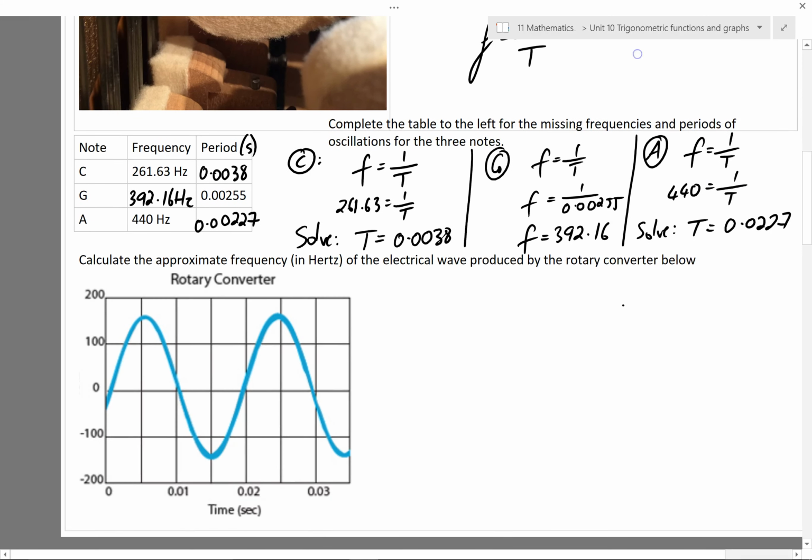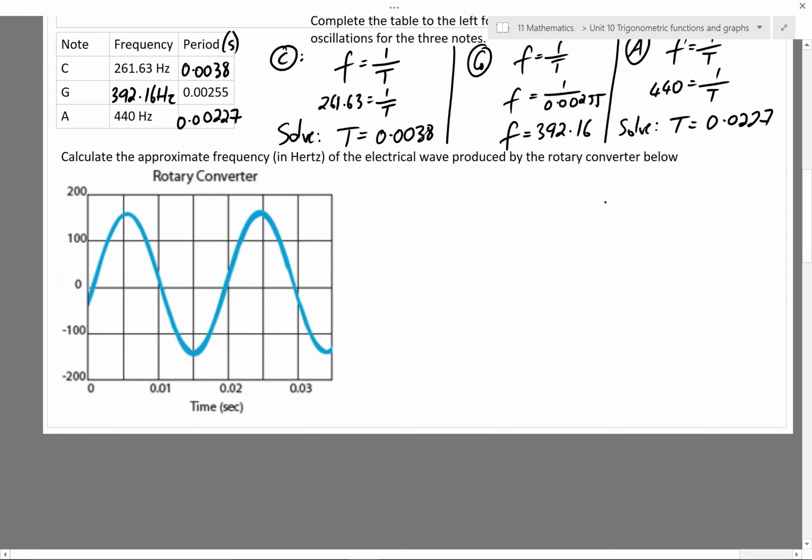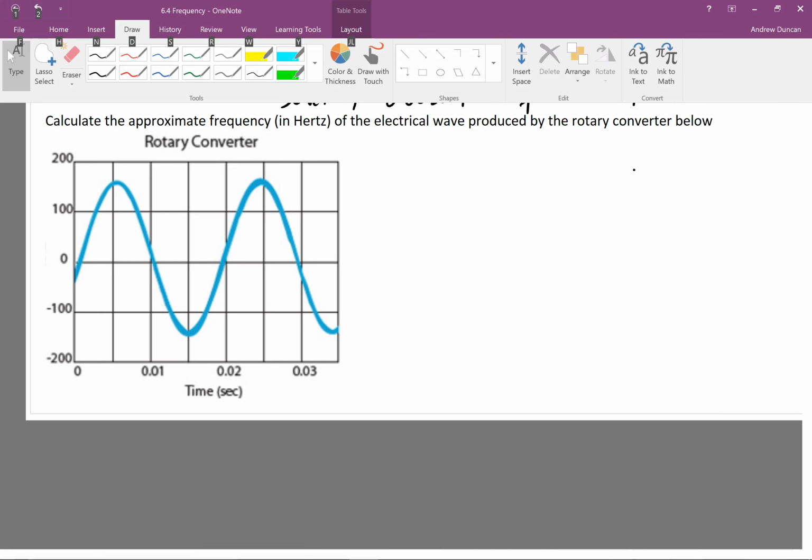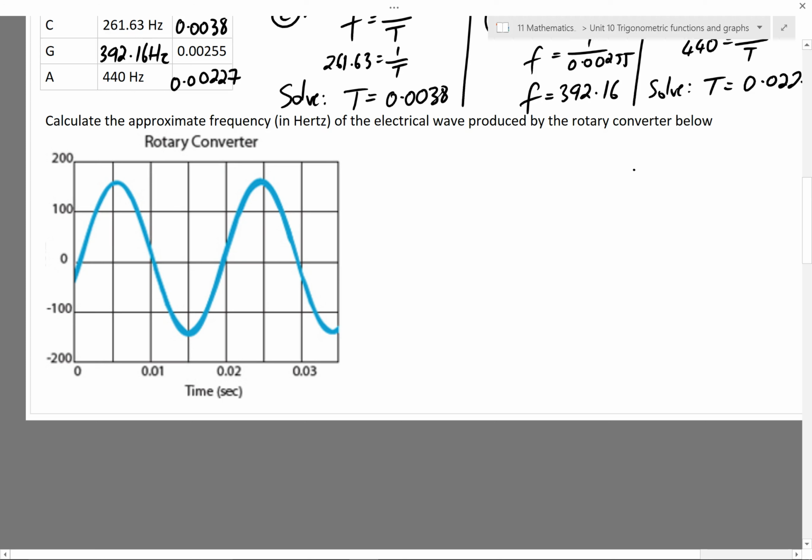As a final example, we can calculate the Hertz of electrical waves produced by certain motors or converters. We have an electrical wave here. We're asked to calculate the frequency in Hertz. I'll write my formula. Frequency is 1 on the period. Since it says approximate, I'm just going to find an approximate period.